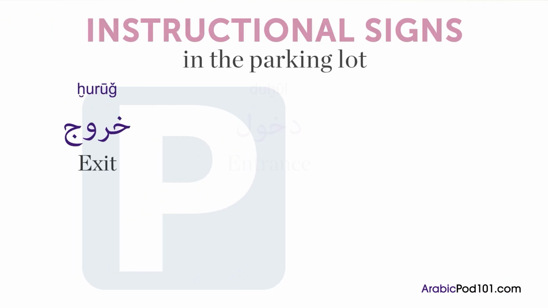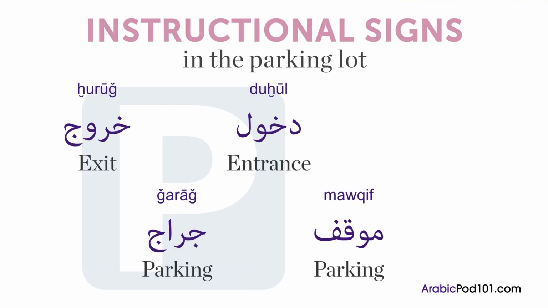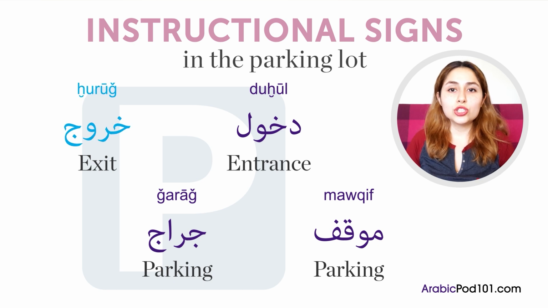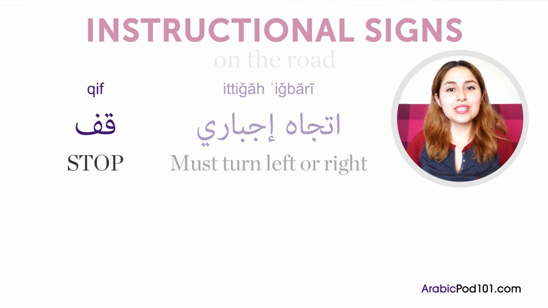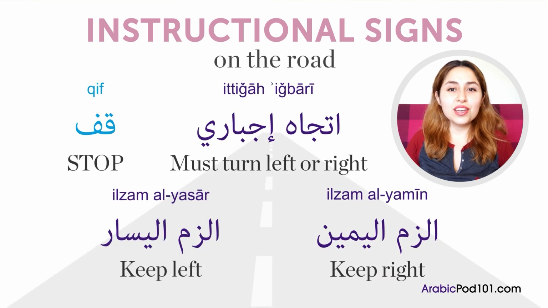First, we have signs that you'll typically see in a parking lot. خروج, exit. دخول, entrance. garage, or موقف, parking. Next, we have signs you will typically see on the road. قف, stop. اتجاه إجباري, must turn left or right.